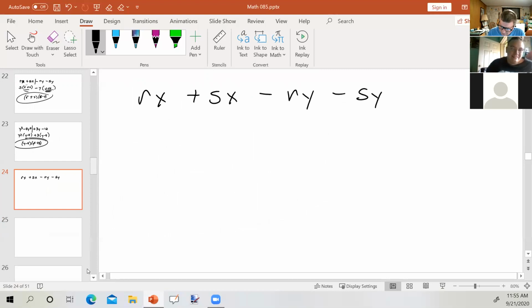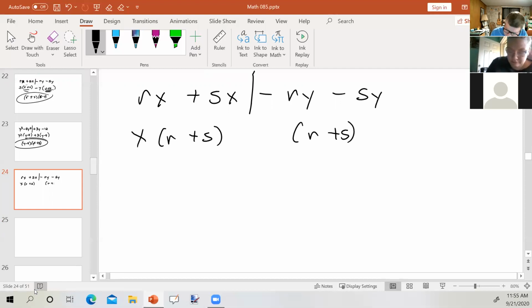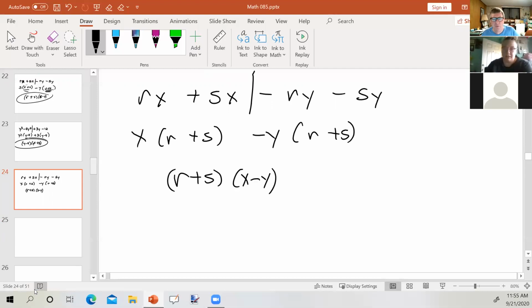Greatest common factor here is just a 1. If we split that up, we're going to take out what? An x. And we're going to have an r plus s left over. So over here, I want an r plus s left over. So I'm going to take out a minus y, which is going to give me r plus s times x minus y. Thank you. I'm glad that someone was awake this morning. Obviously, it's not me.